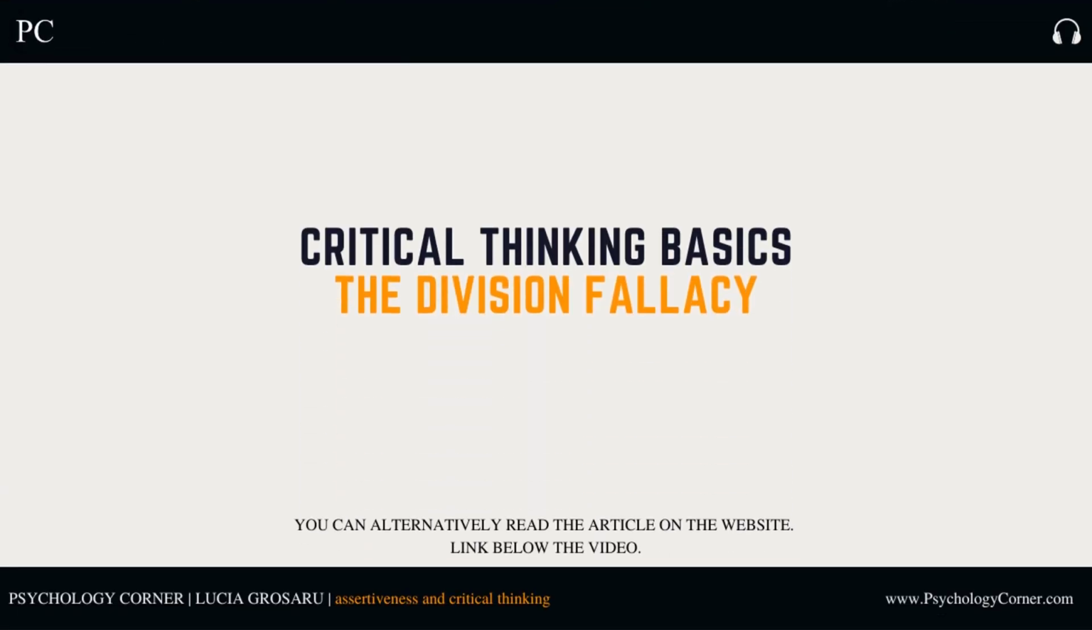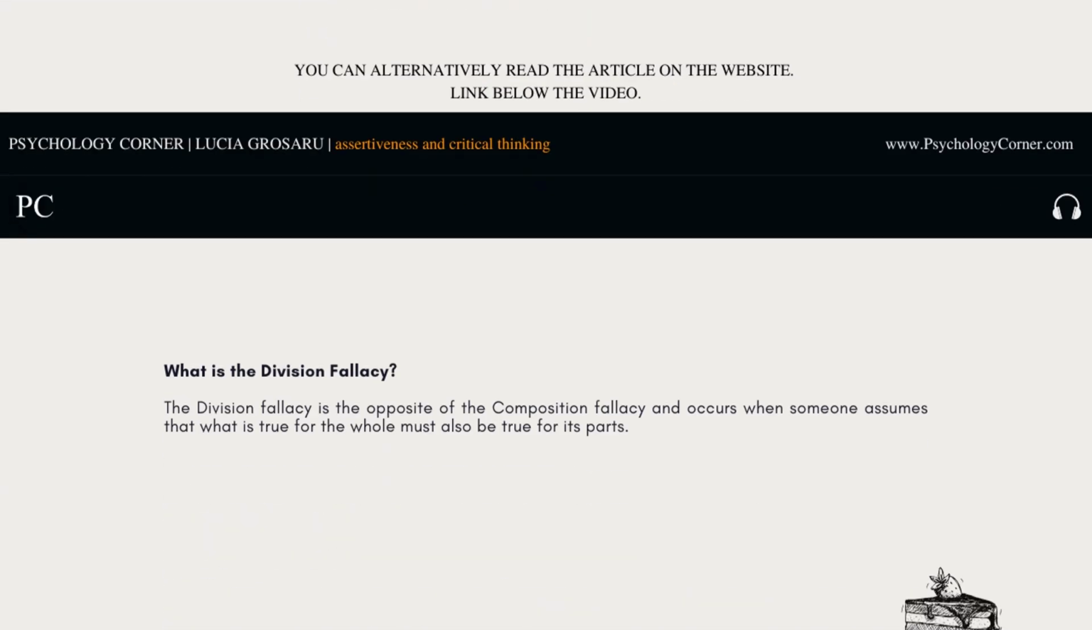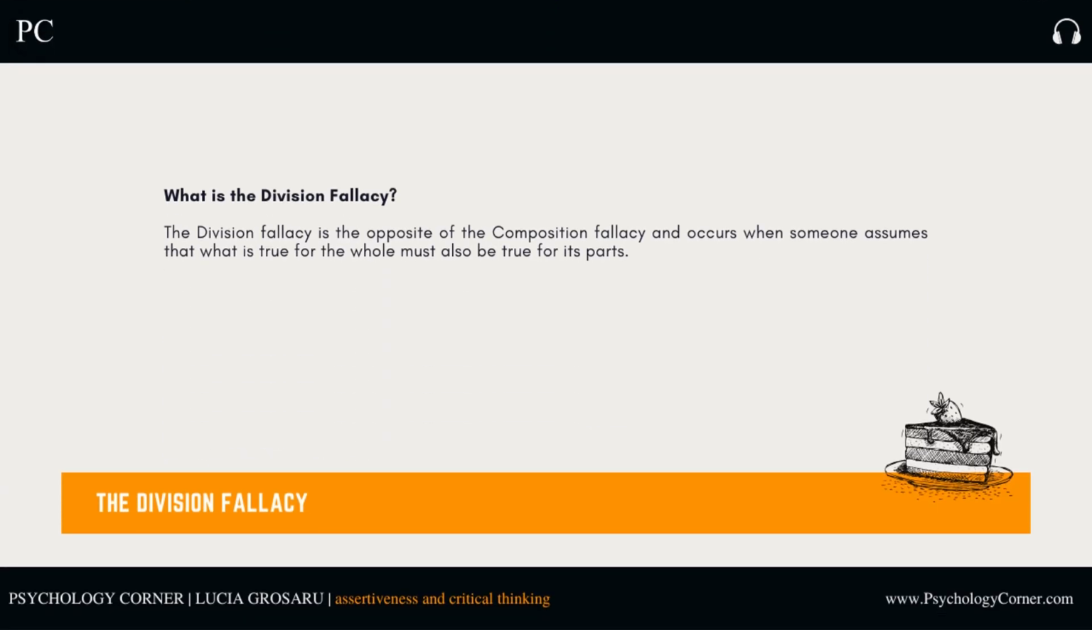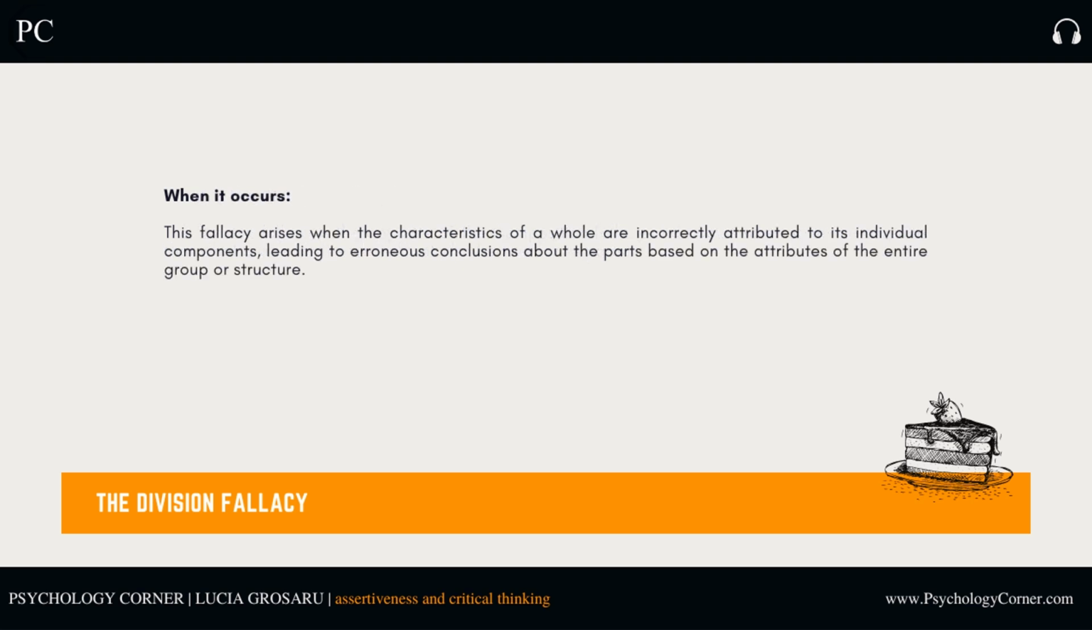What is the division fallacy? The division fallacy is the opposite of the composition fallacy and occurs when someone assumes that what is true for the whole must also be true for its parts. This fallacy arises when the characteristics of a whole are incorrectly attributed to its individual components, leading to erroneous conclusions about the parts based on the attributes of the entire group or structure.